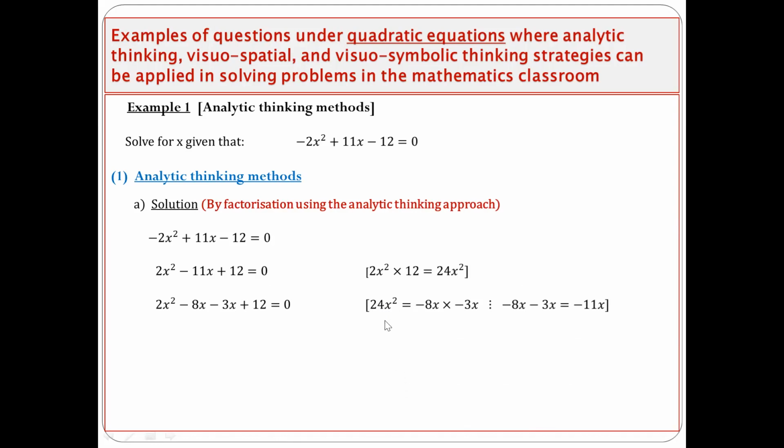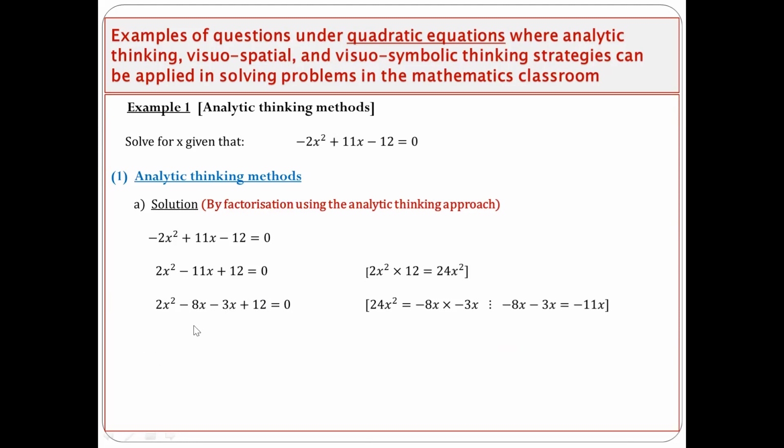So the factors of 24x squared are negative 8x times negative 3x. Because if you take negative 8x minus 3x, you get minus 11x, which is the middle term. So the factors are minus 8x and minus 3x. And we replace this negative 11x with minus 8x minus 3x in the middle, so that we have four terms. And then in the next step, we are going to factorize by grouping.